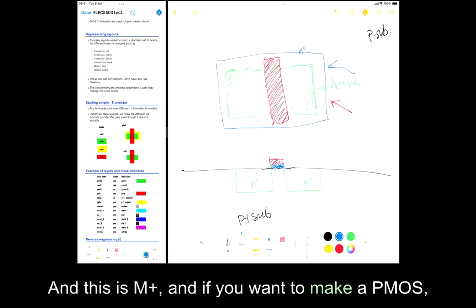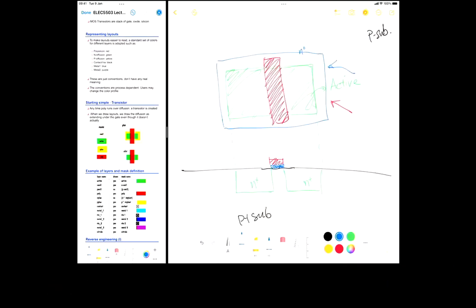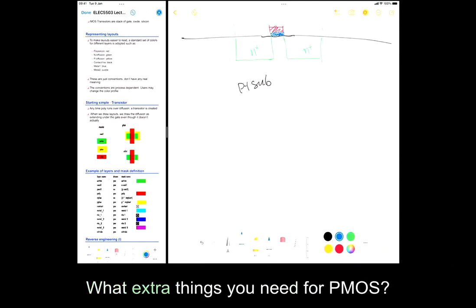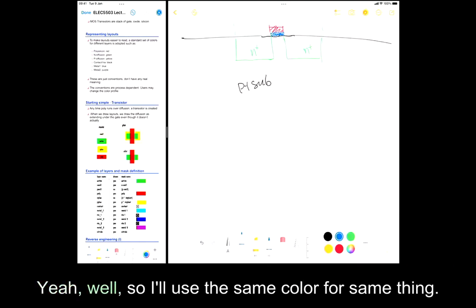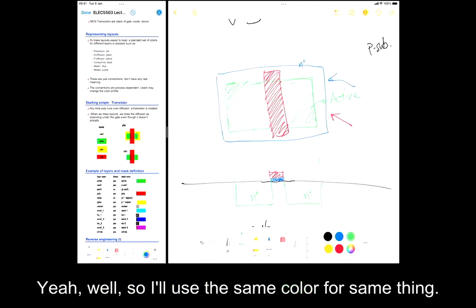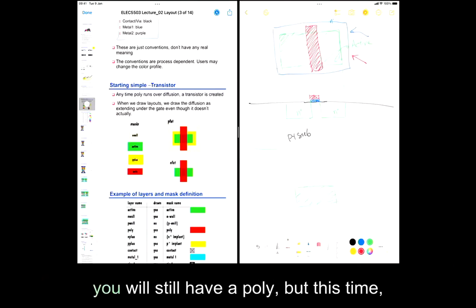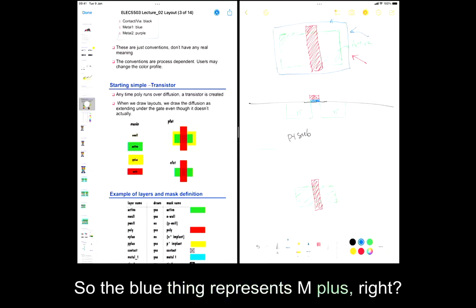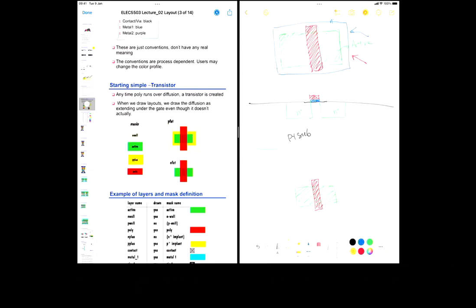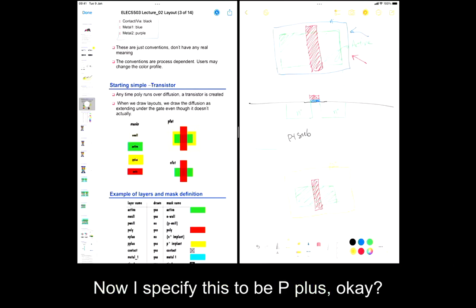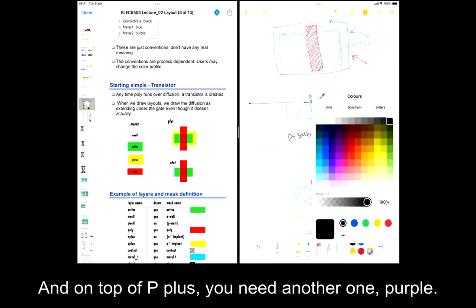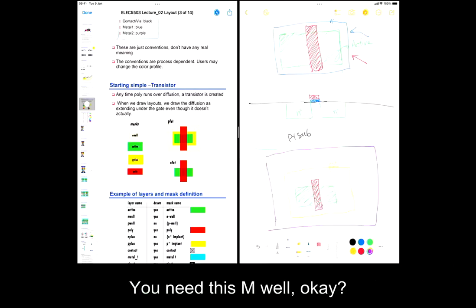And if you want to make a PMOS, what should you do? What extra things do you need for PMOS? Yeah, well, I'll use the same color for the same thing. So this is your NMOS. You will have this active area. You will still have a poly, but this time, the blue thing represents N plus, right? So I will use a yellow box. Now I specify this to be P plus. Okay, and on top of P plus, you need another one. Purple. You need this ML. Okay, then this is your PMOS.